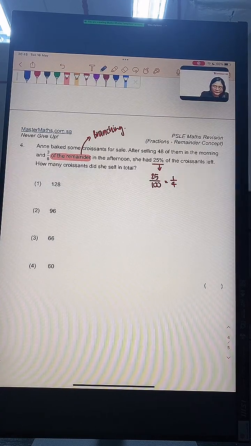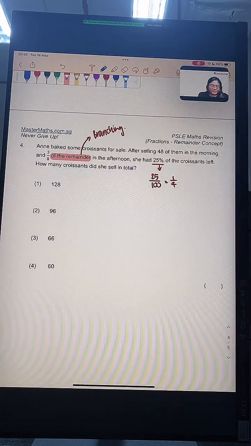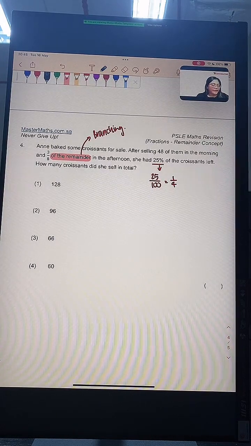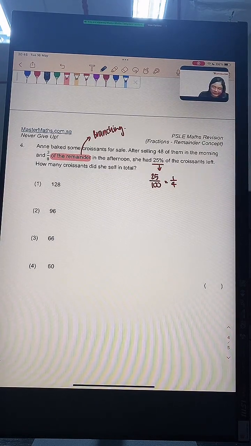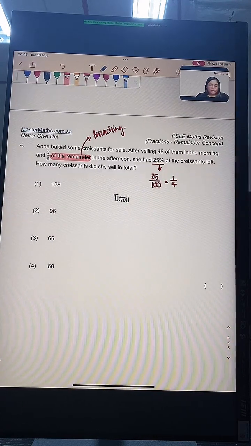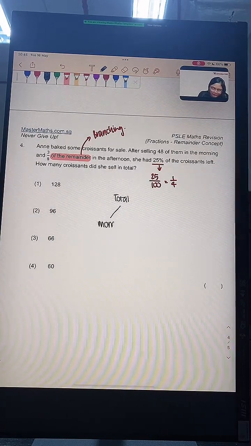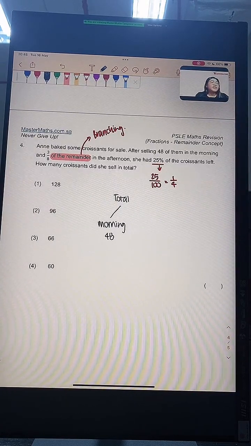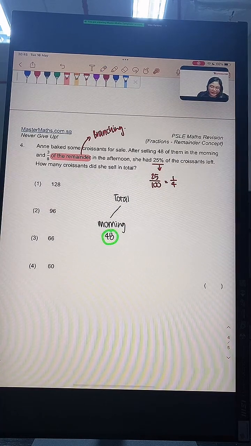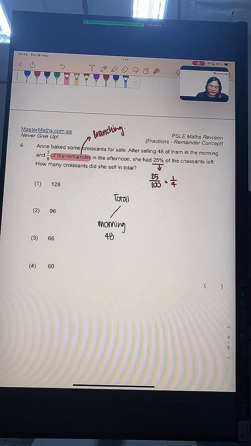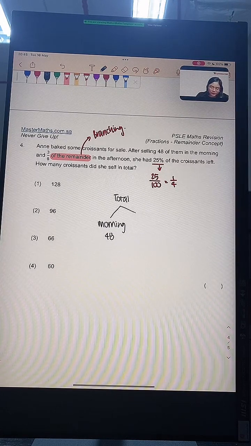Let's take a look at this question. The branch is slightly different, so let me dive straight into the question with you. We are going to have a total. We don't know how much this total is, no problem. What she did was to sell 48 of them in the morning. Now, why is this branching a little bit different? It's because we have a number inside our branch. Earlier on, all our branches were fractions.